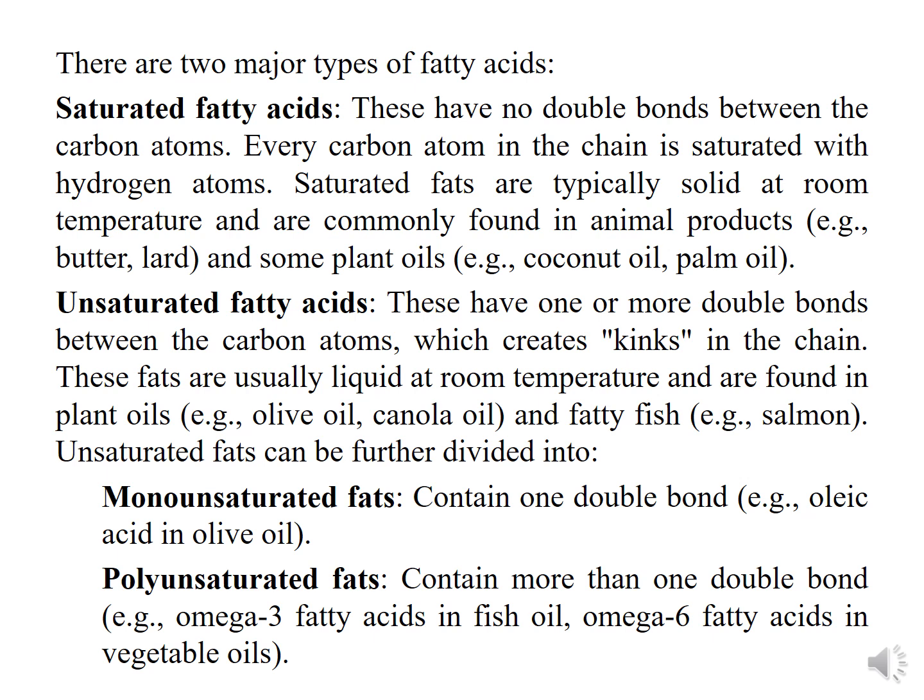Unsaturated fats can be further divided into monounsaturated fats, that contain one double bond. Example oleic acid in olive oil. Polyunsaturated fats contain more than one double bond. Example omega-3 fatty acids in fish oil, omega-6 fatty acids in vegetable oils.